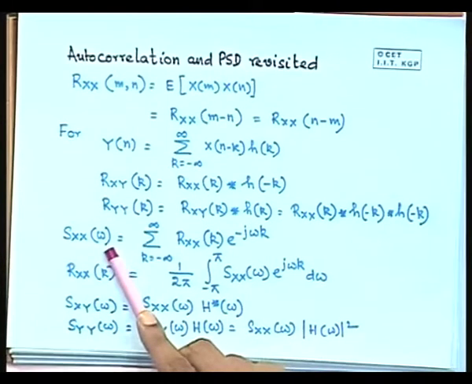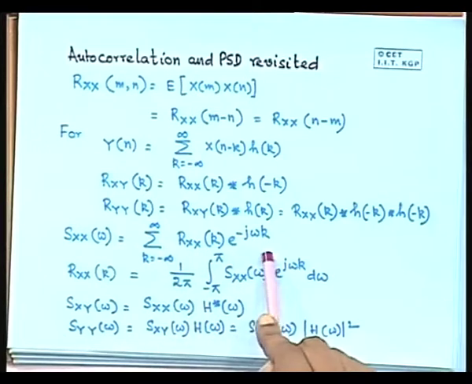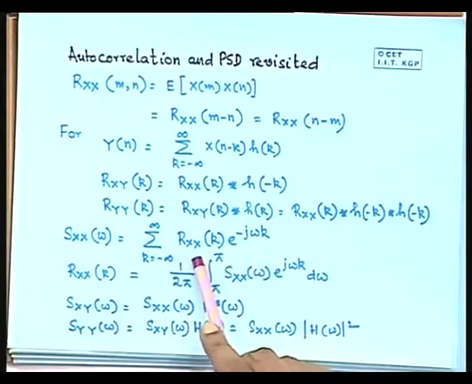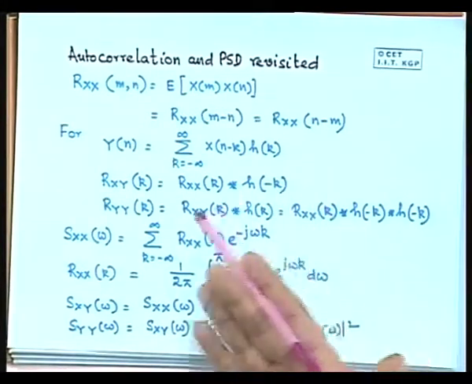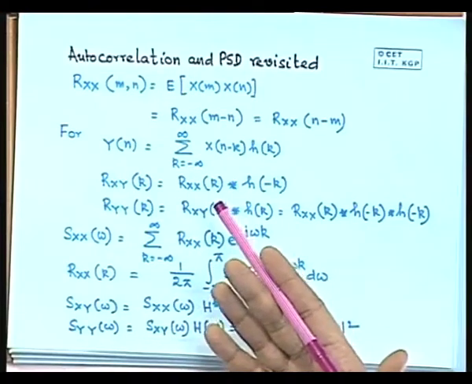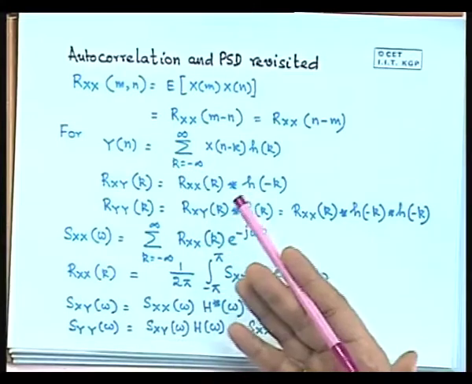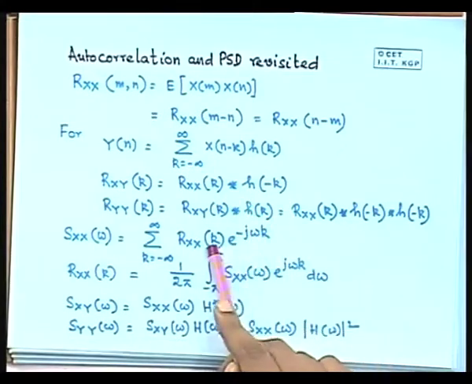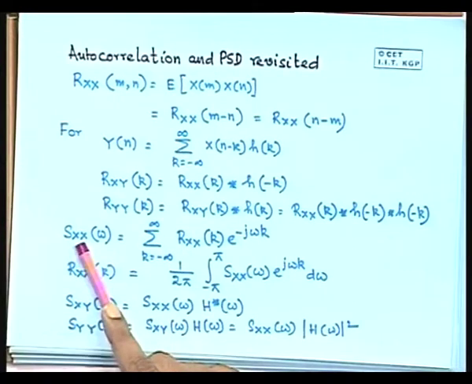In terms of the frequency domain, the power spectral density is actually defined like this. Remember one thing: we are talking of Rxx(k), so our time signal is sampled. The time sequence is discrete, but that does not mean that the frequency function Sxx is discrete. It is actually a continuous function of omega. That must be remembered.